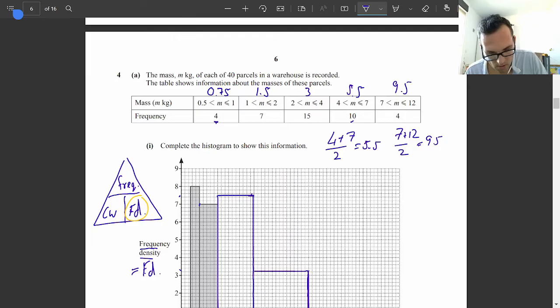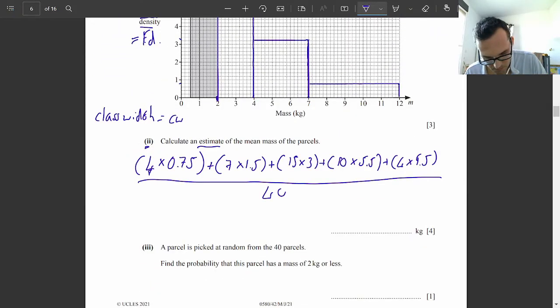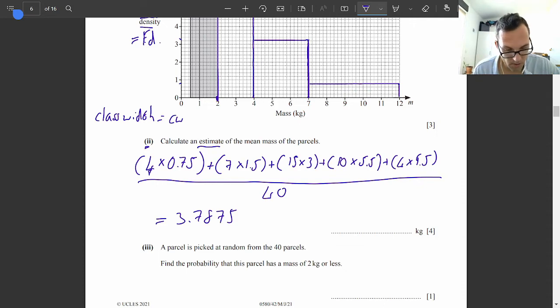For this, we can add up the frequency, or we can just read the question carefully. There were 40 parcels. So we divide that by 40. And then we put that into our calculator. Right, I put it into my calculator and I get the answer 3.7875.